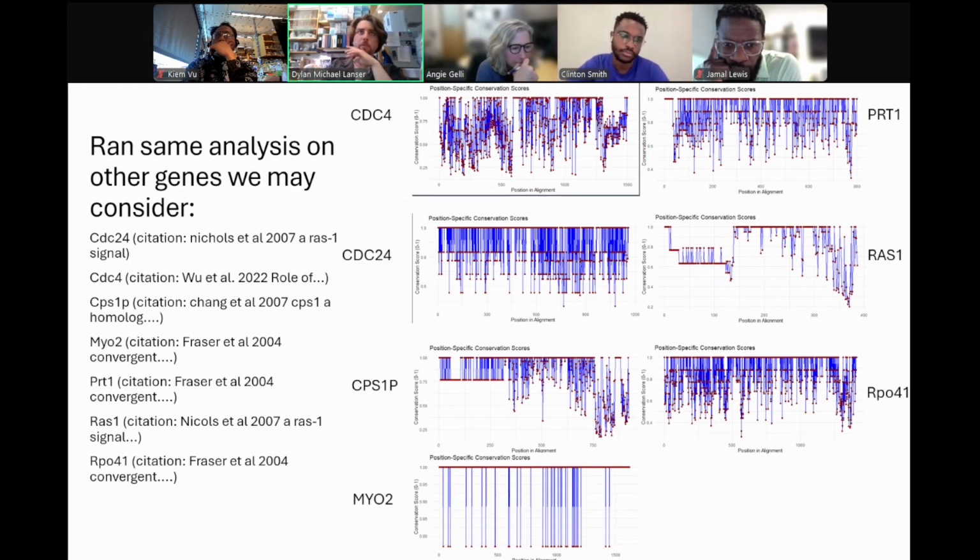And I guess this brings up another question: do we need genes that are definitely essential, or can we pick ones that are just known to have a strong role in virulence? I guess that's something to think about.